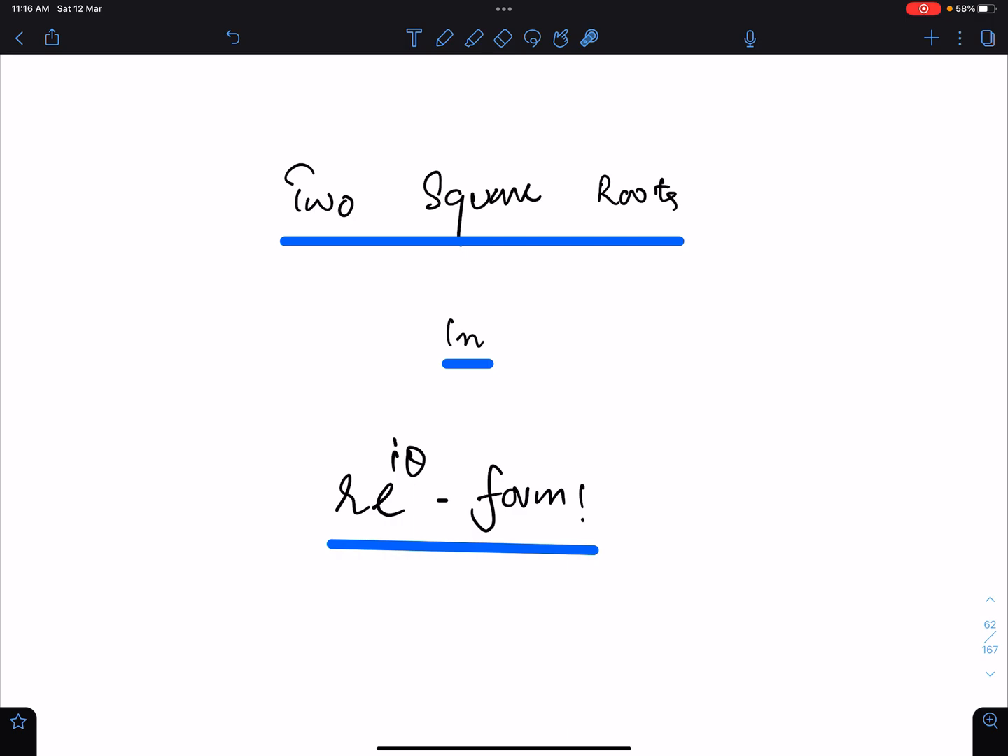Ameen. Alhamdulillahi rabbil alameen. The topic of this lecture is two square roots in re^(iθ) form.